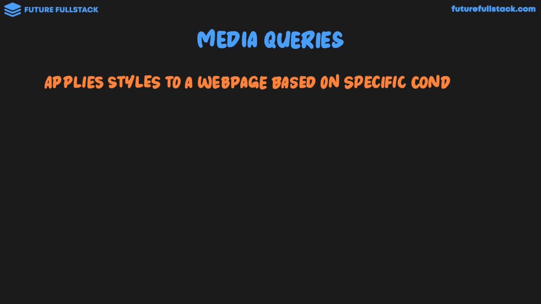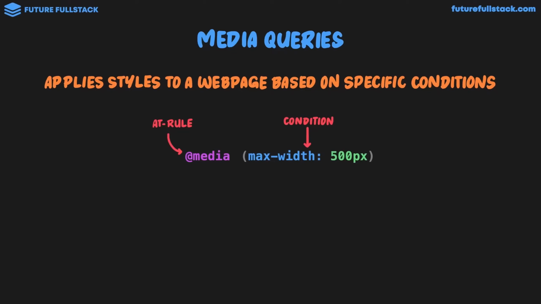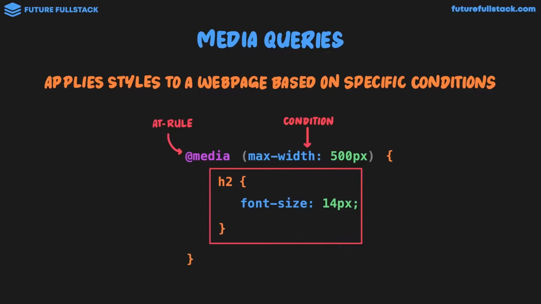So what are media queries? Media queries apply styles to a web page based on specific conditions. In CSS, it looks like this. We declare an @media, which is a special rule called the @rule. We then have some regular brackets, where inside we set a condition. In this case, a max width of 500 pixels. And then just like regular CSS rules, we have our curly brackets, and inside these, we apply specific styles, like an H2 with a font size of 14 pixels. So what this is essentially saying is that when the page is less than 500 pixels, apply these rules.